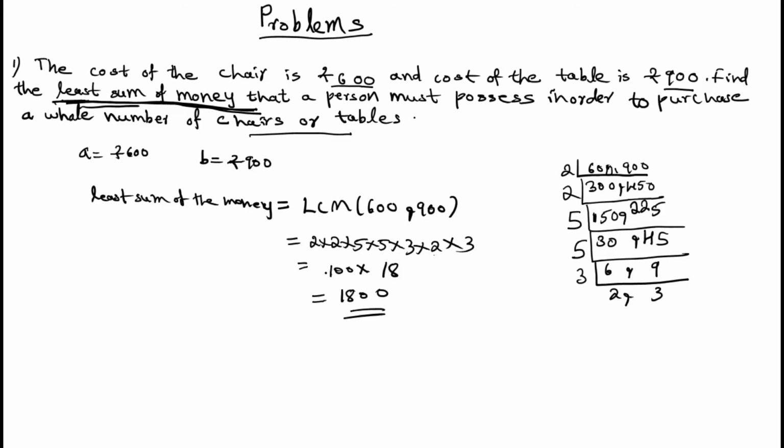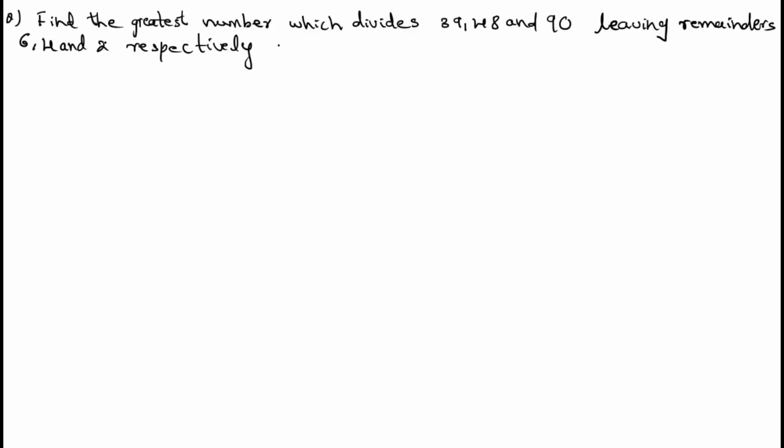Here rupees is given, right? So, least sum of the money is equal to 1800. You need to mention the unit, it's equal to rupees. Okay, just check the given question. Least sum means you need to find the LCM, highest sum means you need to find the HCF. Okay.